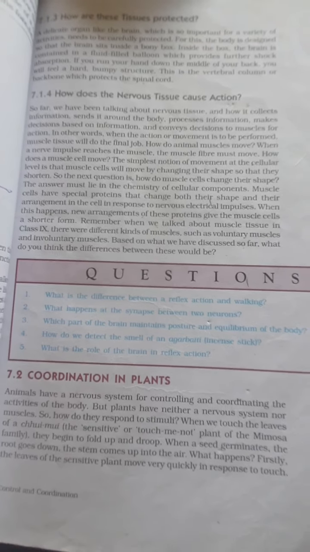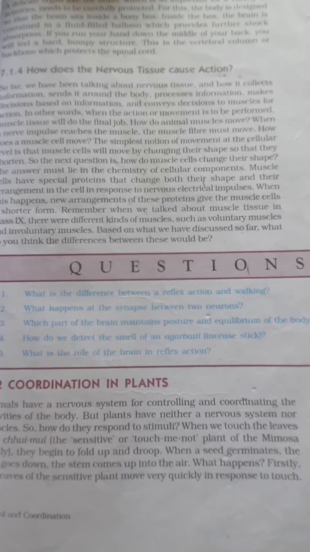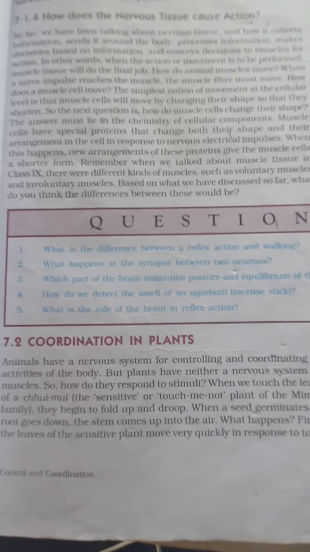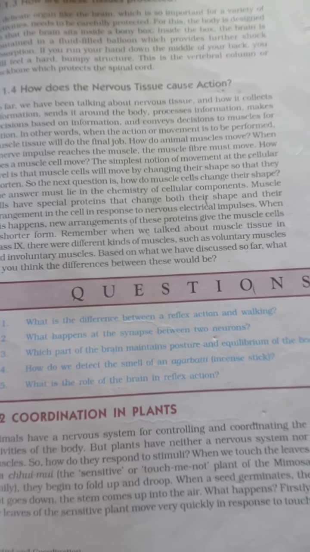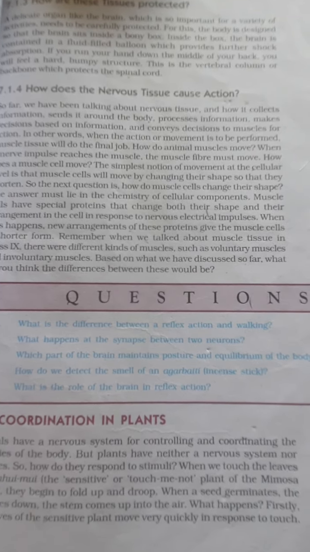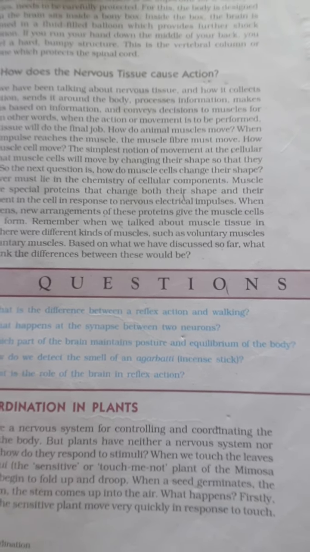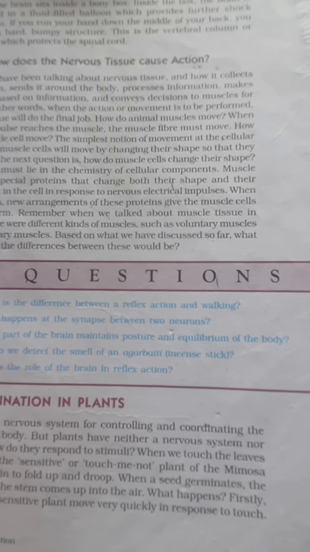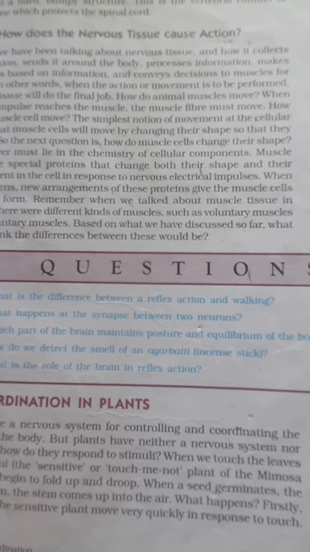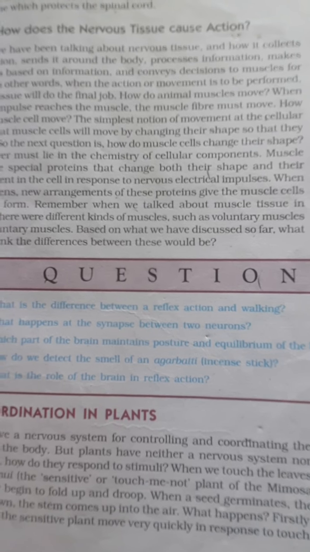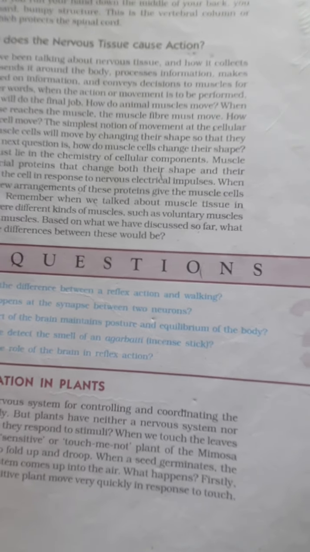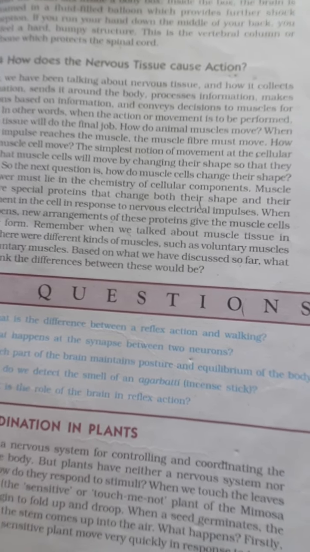You all have learnt about muscles in class 9. You know that they are of two types, voluntary muscles and involuntary muscles. Firstly, the information is collected by the nervous tissues, that is, with the help of sensory neurons, and the information is processed by our central nervous system, which consists of the brain and spinal cord. Now, the information is passed to the muscles through motor neurons. As soon as the information reaches the muscles, the muscles change their shapes.